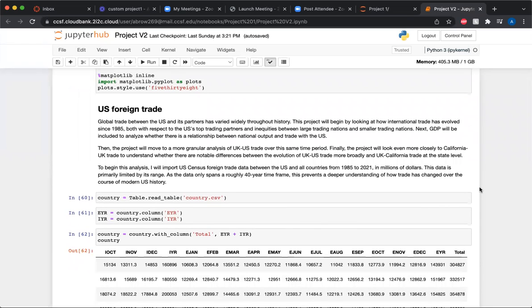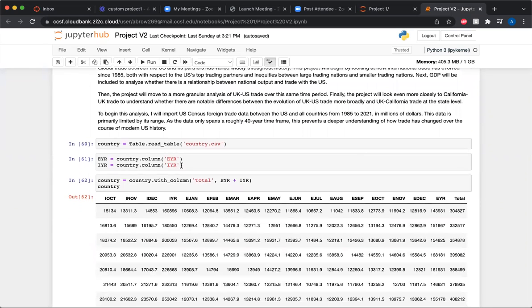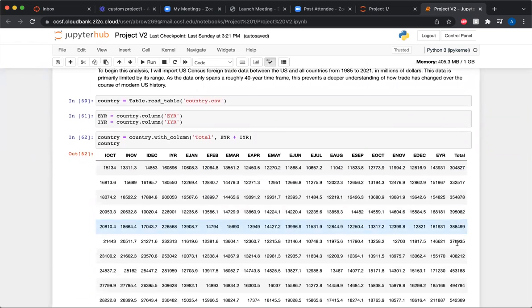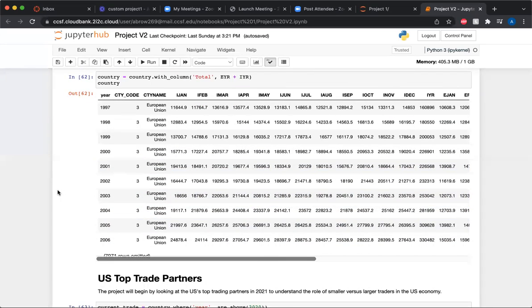But starting with the top, I had to import this data from the US Census Bureau website. Initially, it comes in export and import columns. So I had to add those together to create a total column between all these different countries and regions, and their trade with the US.